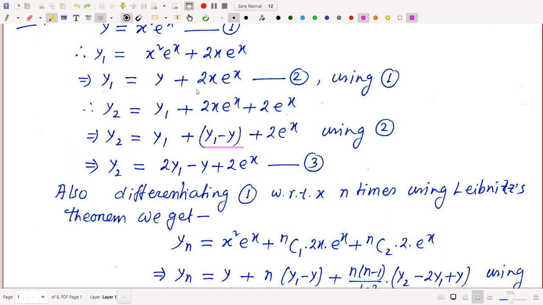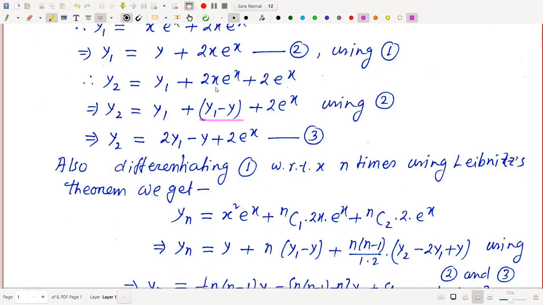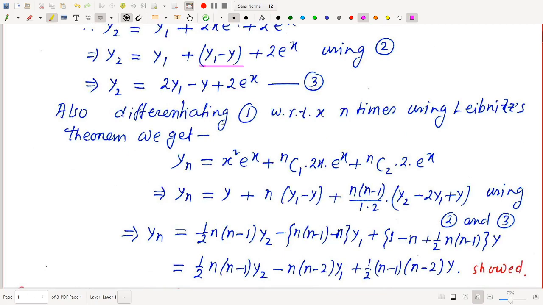Again let us differentiate this line with respect to x to find y2. So this y1 will become y2 and this y becomes y1, dy by dx is y1 plus here twice x e to the power x. So derivative of e to the power x is e to the power x, it remains, twice x into e to the power x plus e to the power x remains. Now derivative of x with respect to x is 1, so it is just 2. So from line number 2, twice x e to the power x value is y1 minus y; we have used this from line number 2. So finally we get y2 equal to twice y1 minus y plus 2 e to the power x, line number 3.